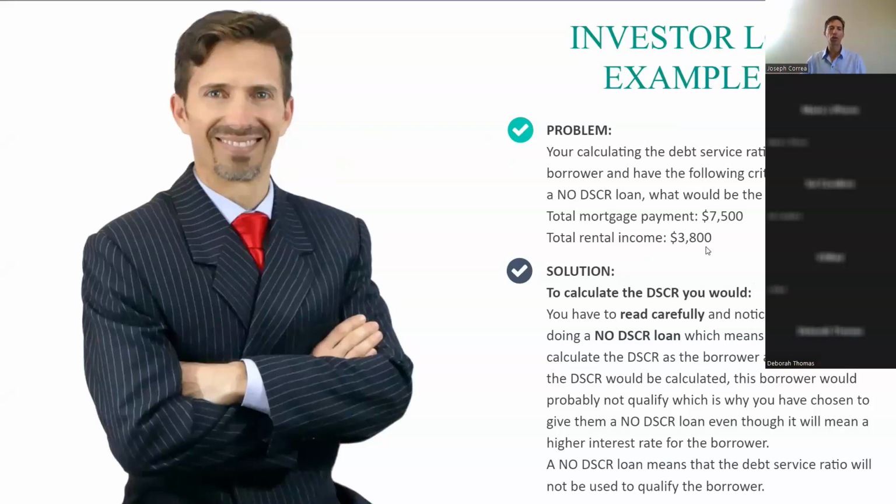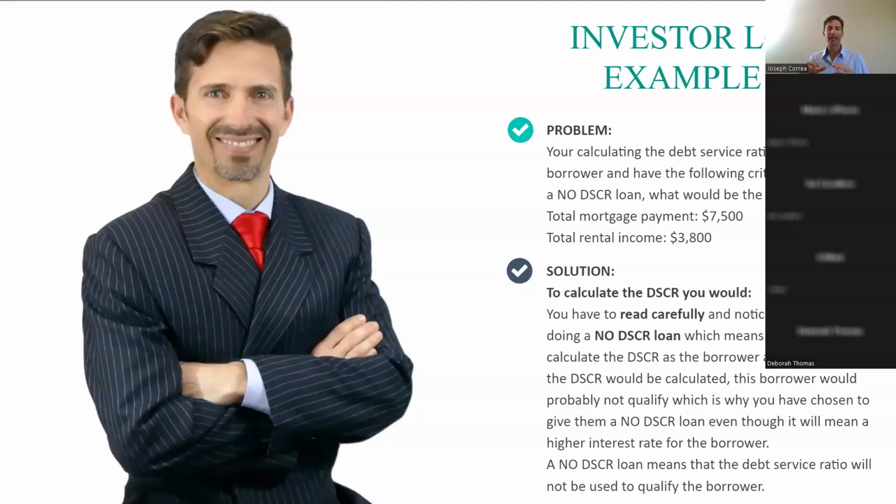Now, this is a trick question. If this was a test question, most people would get tricked and they would do the calculation and see that the loan didn't qualify under a DSCR program. What they have to pay special attention to is right at the beginning, we said it's a no DSCR loan. So in this case, we don't even have to calculate that ratio, which is great.